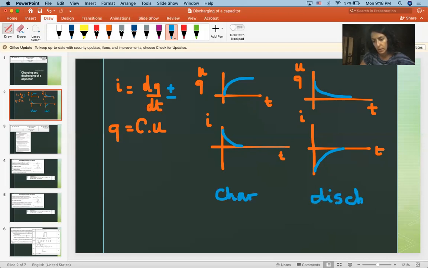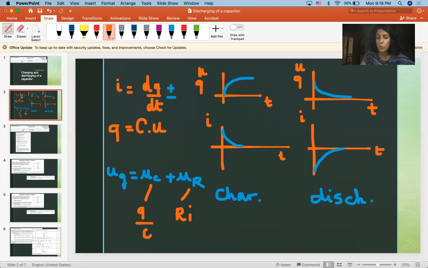Okay, what else do you need to remember? Every time you need to write the differential equation, you need to start with U generator is equal to U capacitor plus U resistor, okay? U resistor could be replaced by Ri. U capacitor could stay as U capacitor, or U is Q over C, so you can replace it by Q over C. Also, you can replace I by dQ over dt. So if you want Q on both sides, this would be Q and this would be dQ over dt, okay?